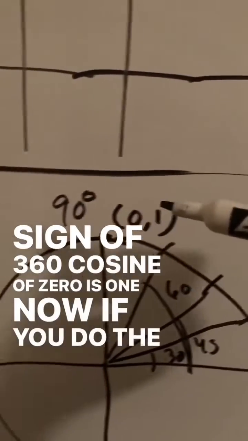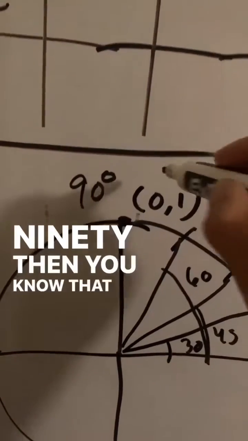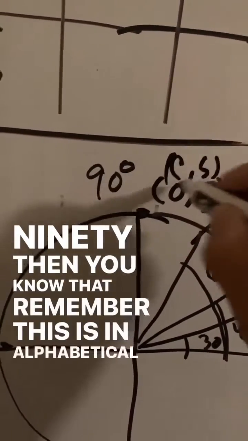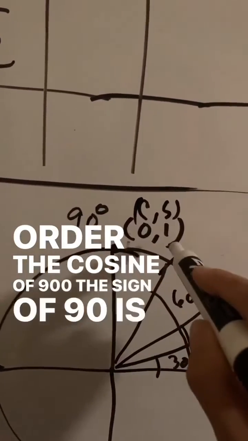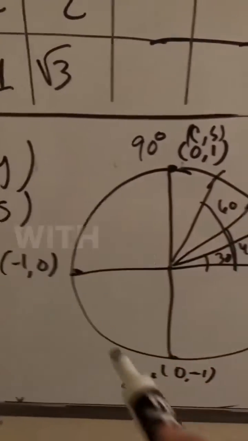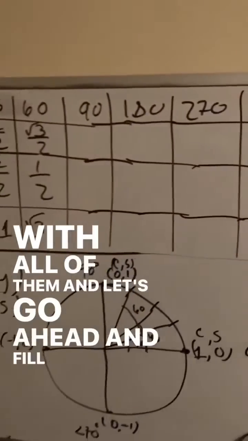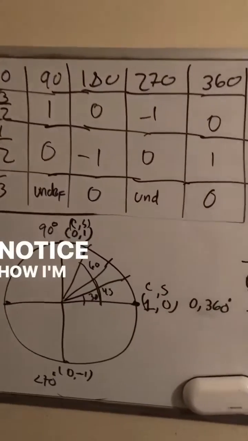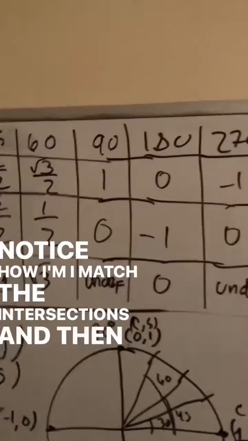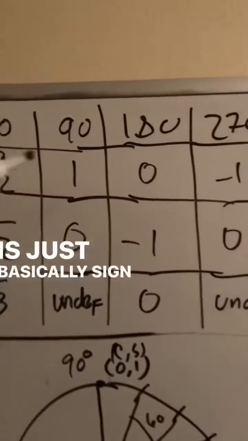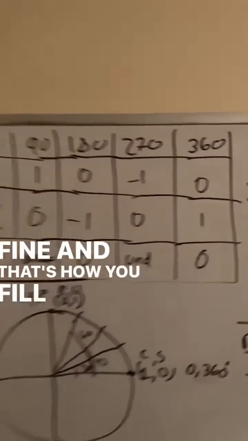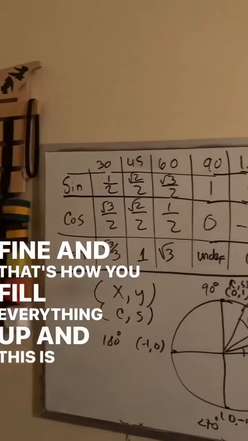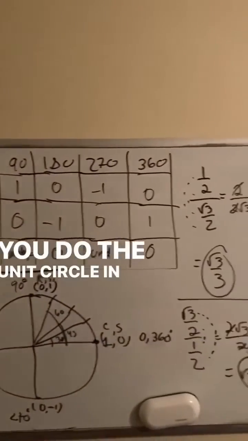Now, if you do the same with 90, then you know that, remember, this is in alphabetical order. The cosine of 90 is 0. The sine of 90 is 1. And you do this with all of them. Let's go ahead and fill that up. Notice how I match the intersections. And then the tangent is just basically sine over cosine, 1 over 0 is undefined. And that's how you fill everything up. And this is how you do the unit circle in less than 2 minutes.